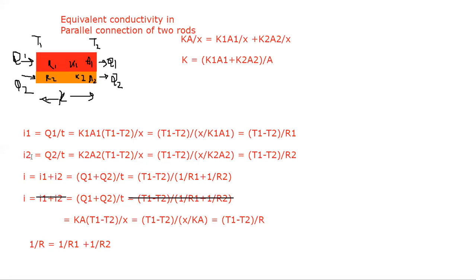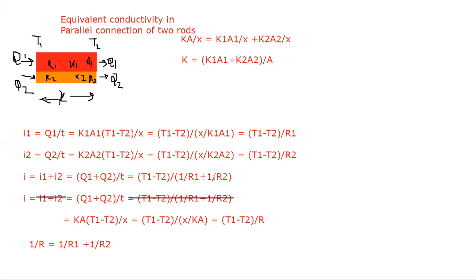So similarly for I2, the heat current flowing through this orange rod, it is equal to Q2 by T, and that is equal to K2 into A2 into T1 minus T2 divided by X. And similarly, we can compare this with T1 minus T2 divided by R2. Now the total heat current flowing through this combination of two rods is I is equal to I1 plus I2, and therefore it is equal to Q1 plus Q2 by T, and we can write it is equal to T1 minus T2 divided by 1 by R1 plus 1 by R2.